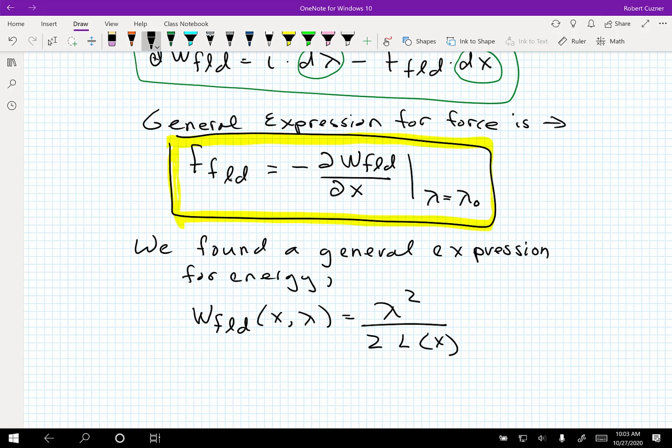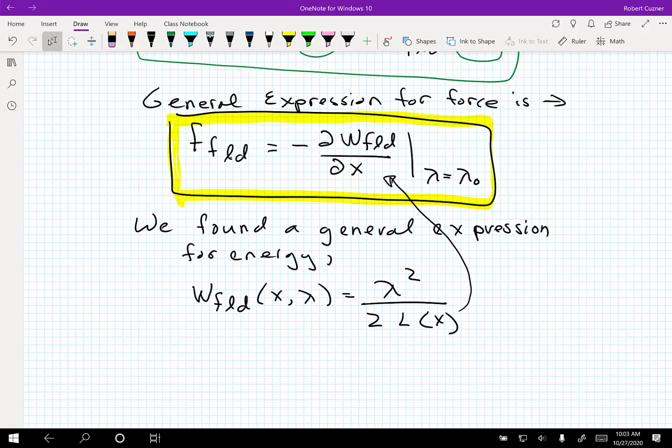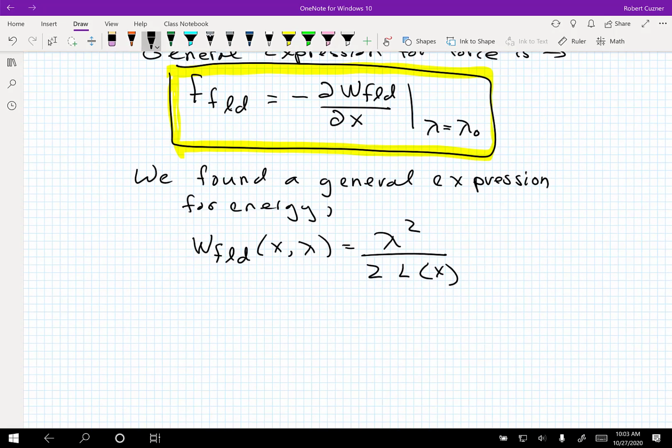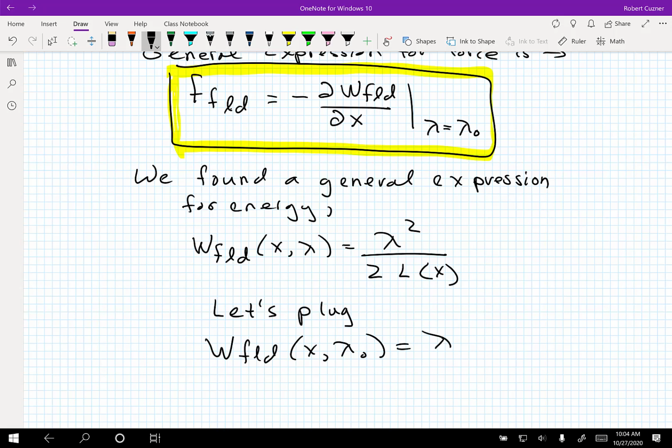So we could also plug this expression into that. Now, let me make it a little clearer. Let's plug in the energy as a function of x at a specific lambda naught. So that's lambda naught squared over 2Lx. We're going to plug that into here and take the derivative.